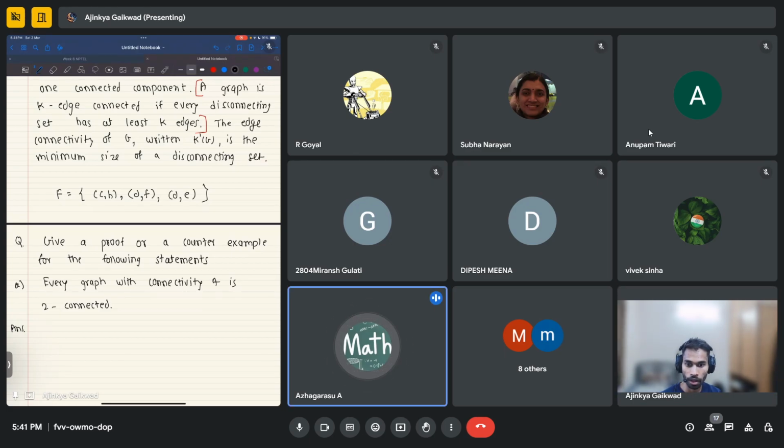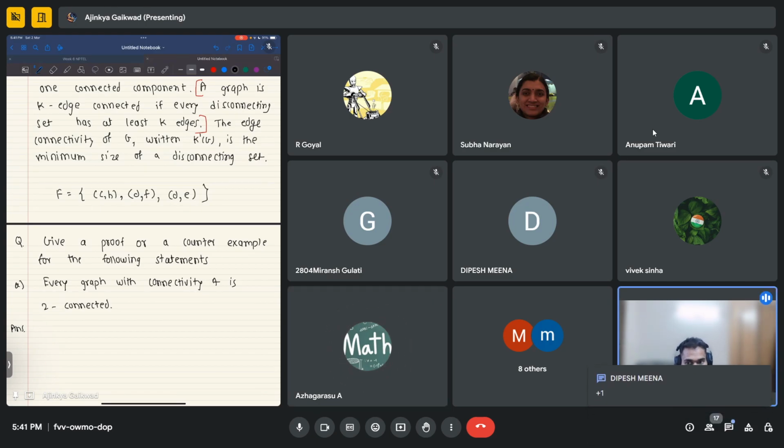Sir, is the connectivity regarding edge connectivity? No, no. I will say edge connectivity in that case. If I say only connectivity, that means I'm talking about vertex connectivity. If I say a graph is k connected, that means I'm talking about vertices. If I say edges, then it will be all about edge connectivity or edge connectedness. Okay.